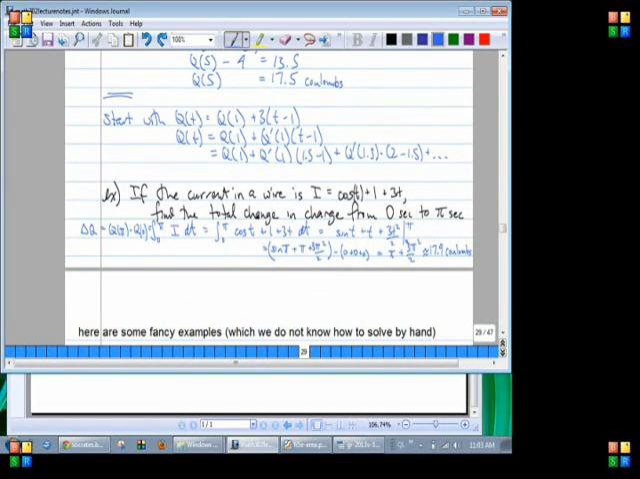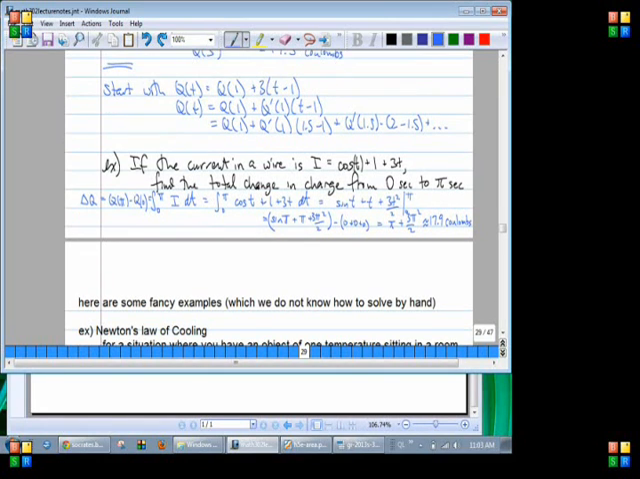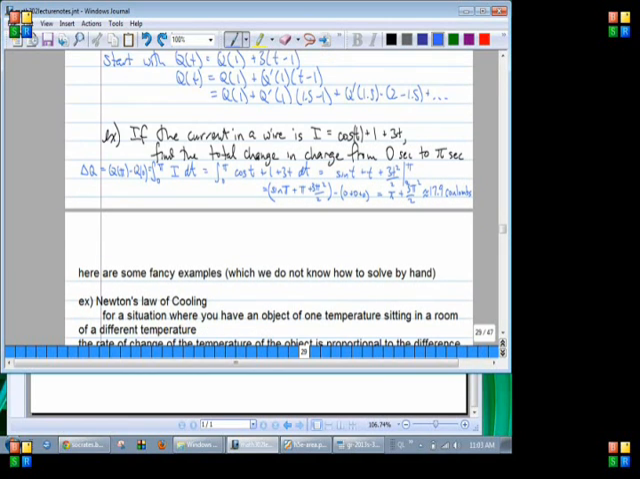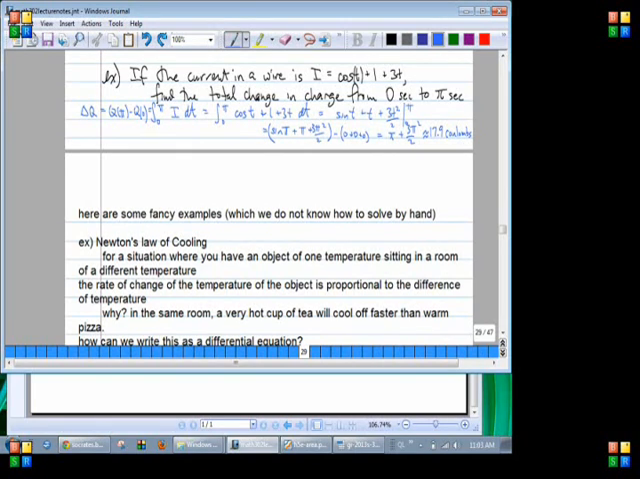So what I want to show you next is how this is related to some fancier stuff, which, first of all, we don't know how to solve by hand, but second of all, these are examples that you work on in the lab. Newton's law of cooling. So you guys have already worked on this before, I think. So just a quick refresher.